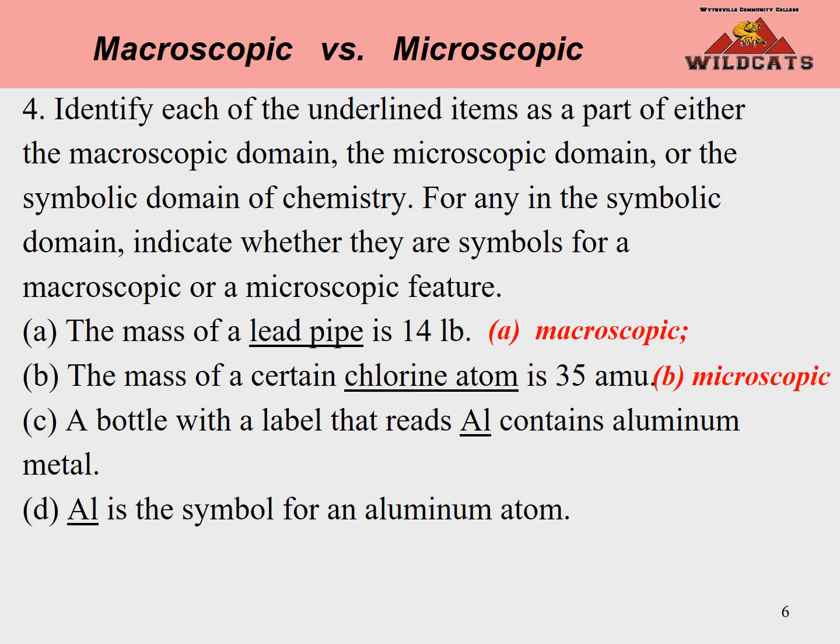So it's microscopic. Okay, a bottle with a label that reads AL contains aluminum metal. That's symbolic. It's macroscopic because it's representing a bottle of aluminum metal, and AL is used instead of writing out the whole word aluminum. One of the things we're going to work on in Chem 111 is understanding this notation, or the symbols that we use in chemistry. Once you get an understanding of the logic behind it, I think you're going to find it's a lot easier than what you thought. Okay. And then AL is a symbol for an aluminum atom. Okay, again, symbolic, and it's microscopic.